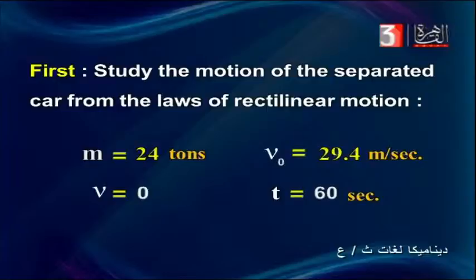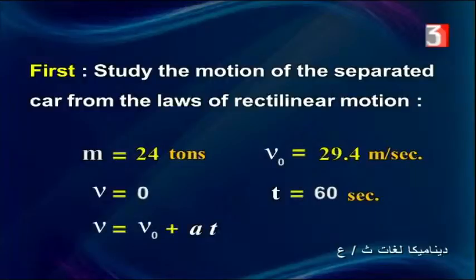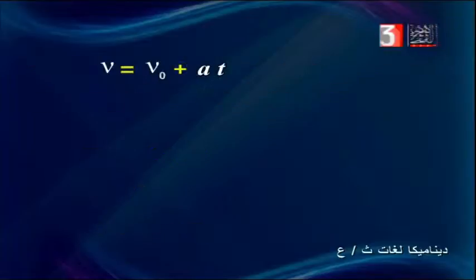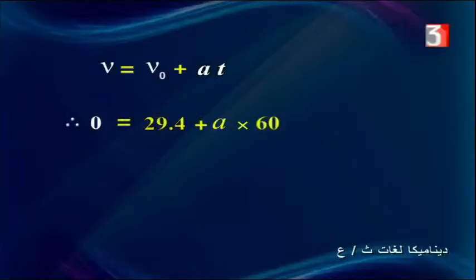Now we use the unit second for time and meter per second for velocity, and the unit kilogram must be used for the mass. Since v equals v naught plus at, then 0 equals 29.4 plus the acceleration of the car times 60.